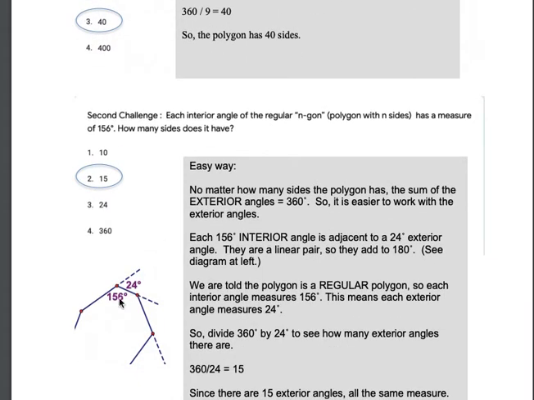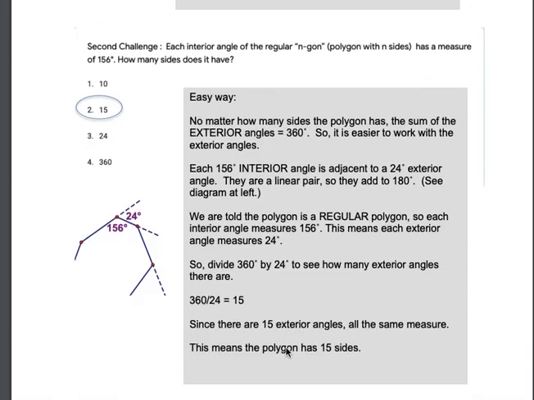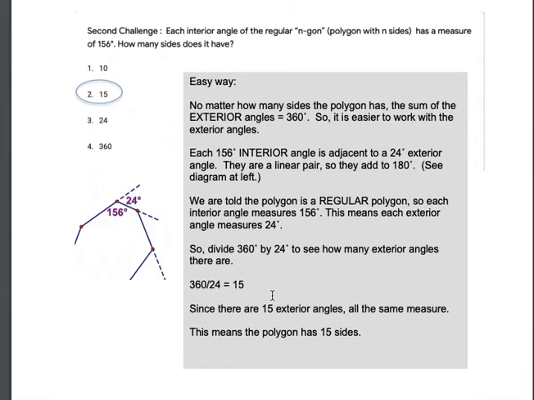So if each interior angle is 156, then each exterior angle is 24 degrees, and since it's regular, all of these exterior angles are going to be 24 degrees, and they all total 360. So just take 360 and divide it by 24, and you'll get 15 sides.